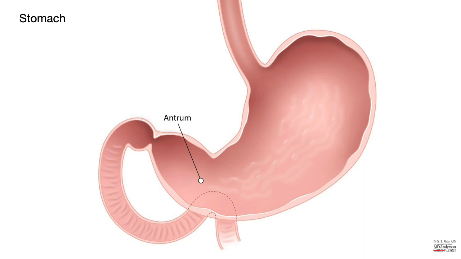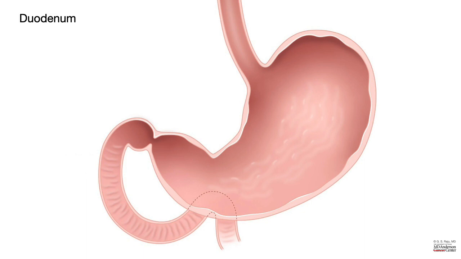And what is the boundary between the antrum and the body of the stomach? That is the angularis, or sometimes known as incisura angularis. And above this is the body of the stomach, and below this is the antrum of the stomach. And the antrum opens into the duodenum through the pyloric canal and then the duodenum.